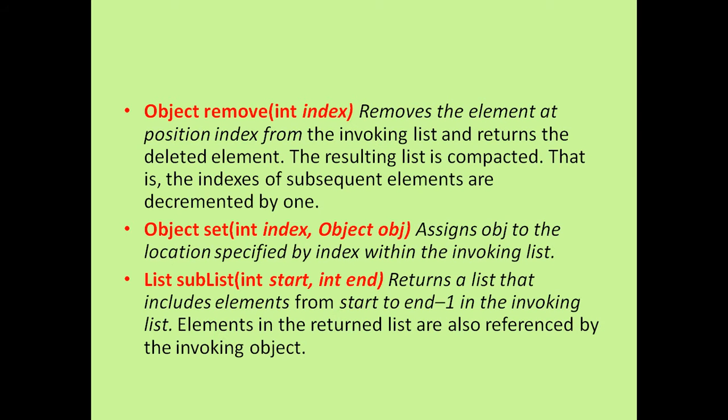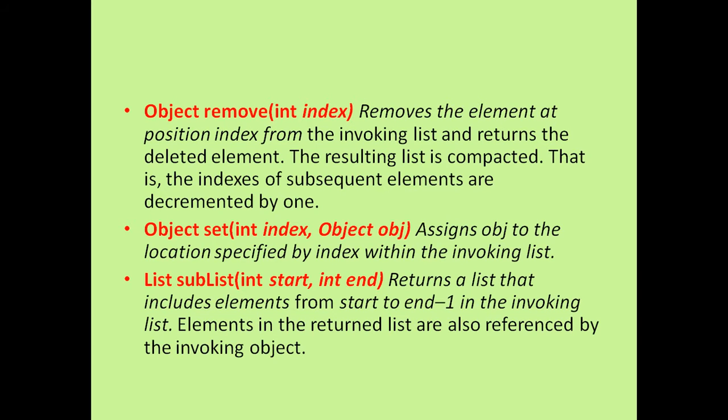So okay, and then remove, set, sublist. There is a method named sublist that returns a list. If you would like to have a sublist of the collection, then we can fetch it using this method. And one more method, set method, that assigns the object to the specified location by index within the invoking list. All right, so I believe if you would like to make a note of all this stuff, then just pause the video and make a note of it.